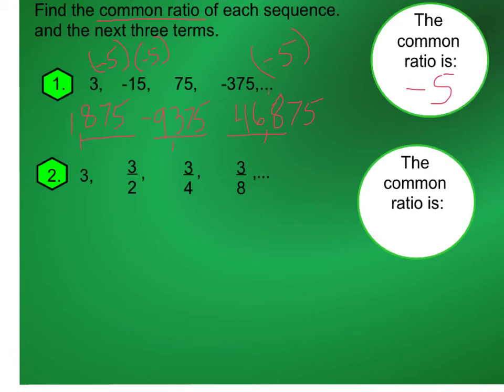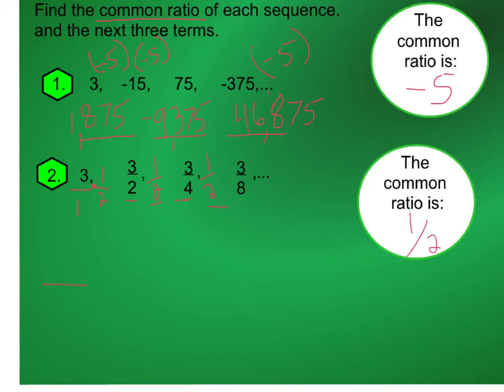Okay, this time we notice our numbers getting smaller. We start with 3, and now we have 3 halves, and then we have 3 fourths and 3 eighths. So what is our common ratio? If you look, they're multiplying by 1/2 because 1 multiplied to 3 is 3 and 1 multiplied to 2 is 2. We end up with 3 halves. So each time they're multiplying by a half. 2 multiplied to 2 is 4. Then they continue. 4 multiplied to 2 is 8. So the common ratio here is 1/2.